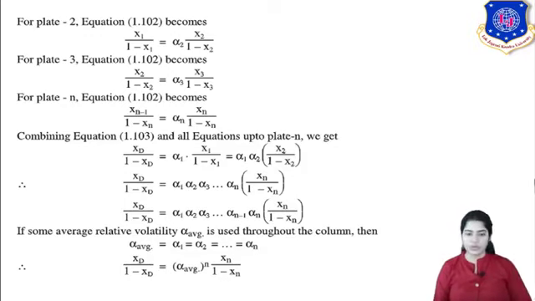Now combining all the equations, the final relation is xD upon 1 minus xD is equal to alpha 1, alpha 2, alpha 3 up to alpha n, and finally xn upon 1 minus xn. Now come back to the assumption. We assume that the relative volatility for each plate is constant. Hence the relative volatility of all these plates would be alpha average. So instead of the multiplication of all these relative volatilities, you substitute alpha average raised to n.